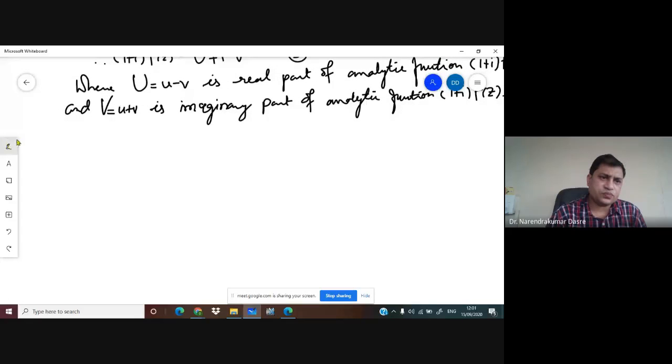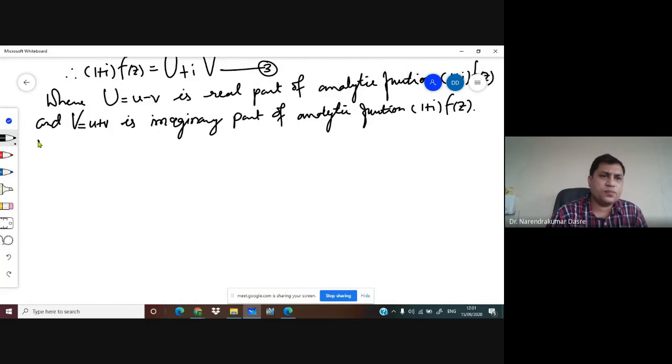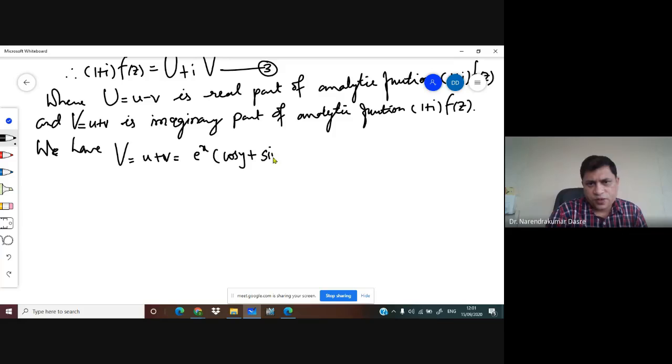So we can write here, we'll be having capital B is equal to U plus V, that is e raised to x (cos y plus sin y) plus (x minus y) upon (x square plus y square). Okay, so that's what we have. And now consider the first order derivatives of this capital B.